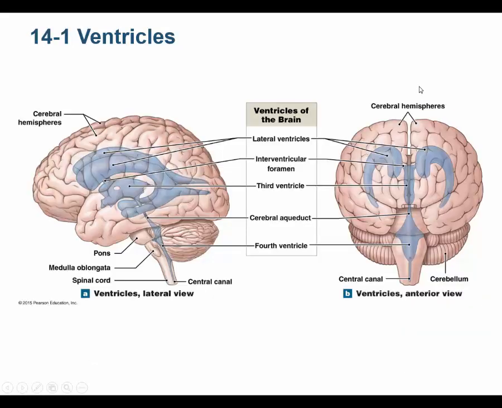All right, now ventricles. Within your brain, you have these cavities or spaces called ventricles.